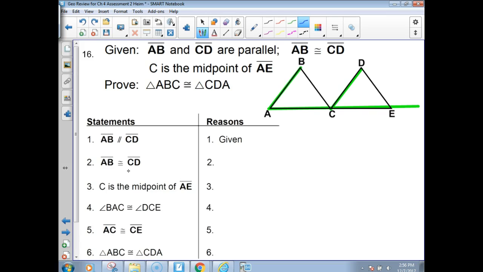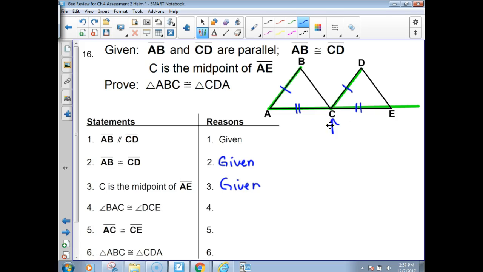We're also given that AB is congruent to CD. So I'm going to mark that on my diagram, single slash on those segments. And then we're also given that C is the midpoint of segment AE. If C is the midpoint, then it cuts that side in half. So I'm going to go ahead and mark AC congruent to EC, or CE, excuse me. And I'm going to look for that in the proof.